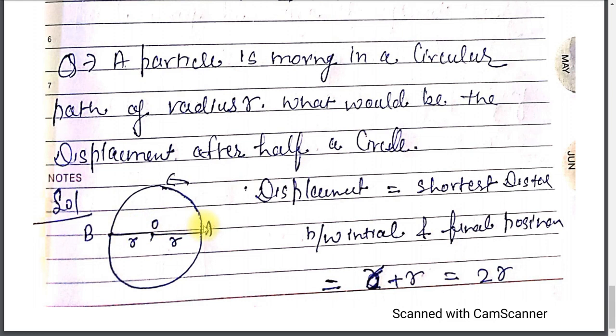That's why we are not taking the path from A to B directly along the arc. We are only taking A to O plus O to B. This will be the shortest path between the initial and the final position, and by the diameter of the circular path, we can calculate this value. So this will be the last numerical, or the extra numerical related to your topic.